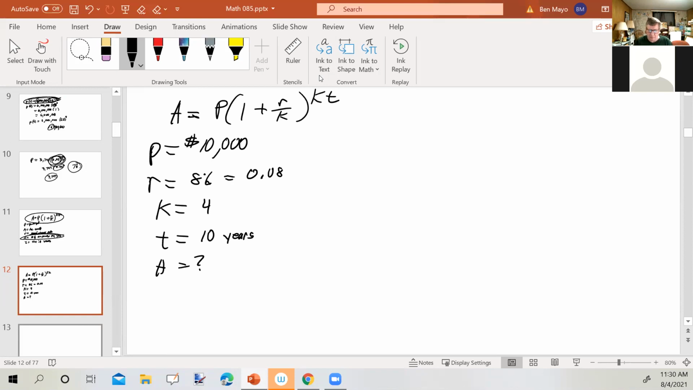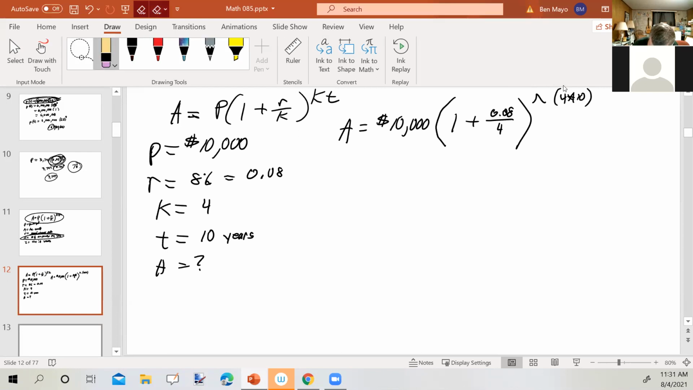So A, the accumulated amount after 10 years. All right. So A equals $10,000 times 1 plus 0.08 divided by 4, all raised to the 4 times 10 power. Now, let's write this a little nicer. I can do this 2 different ways. I can simplify 4 times 10 and make it 40. I can simplify 0.08 divided by 4 and make it 0.02. And then I can take 1 plus 0.02 and write it as 1.02. I can do all that ahead of time.